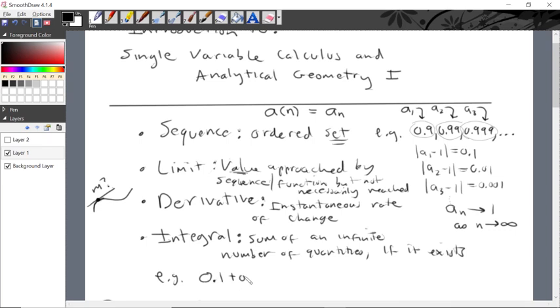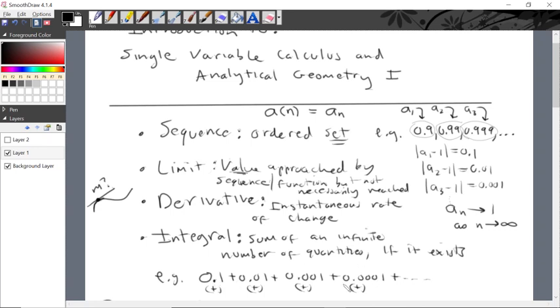0.1 plus 0.01 plus 0.001 plus 0.0001 plus on and on and on. All of these numbers, let's note, are positive quantities. Okay, they're all positive numbers. And this is going to continue forever. If we add together an infinite amount of positive numbers, we might suspect that it would always equal infinity. But in this case, that's not true.